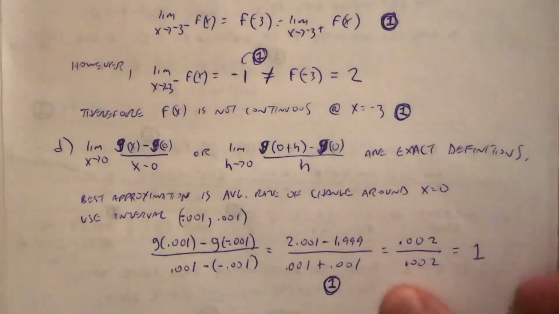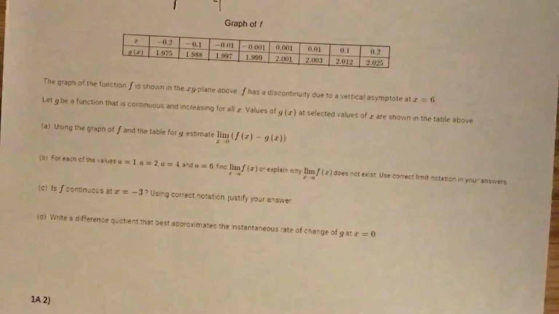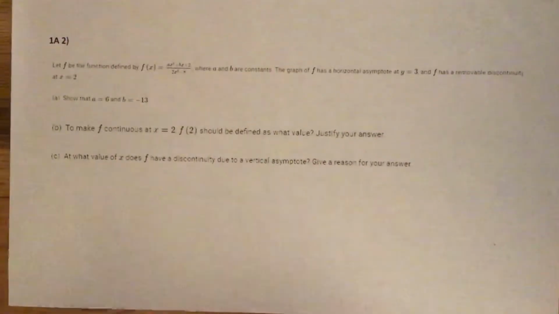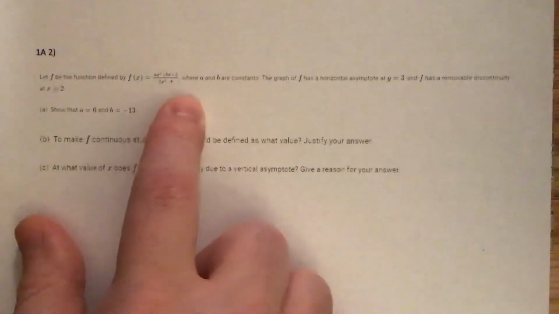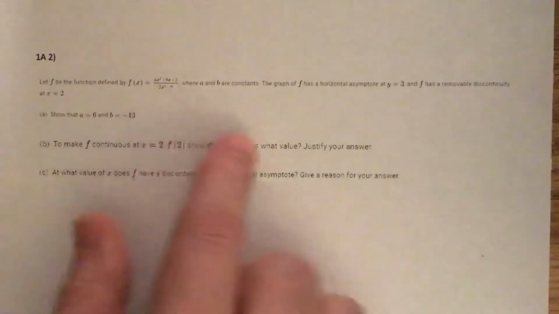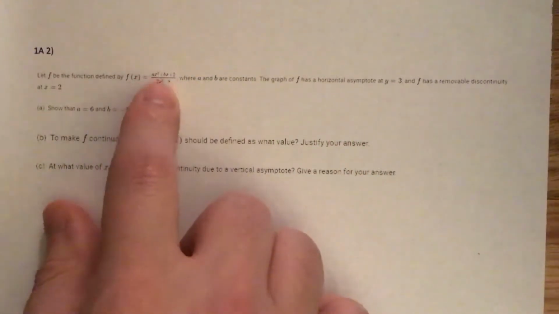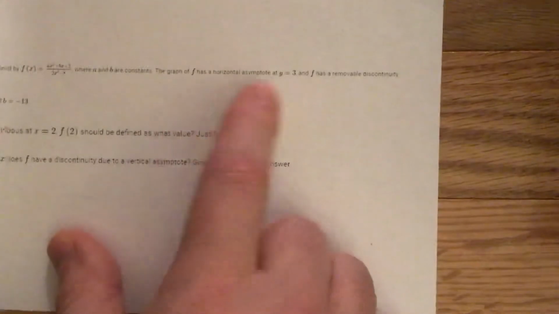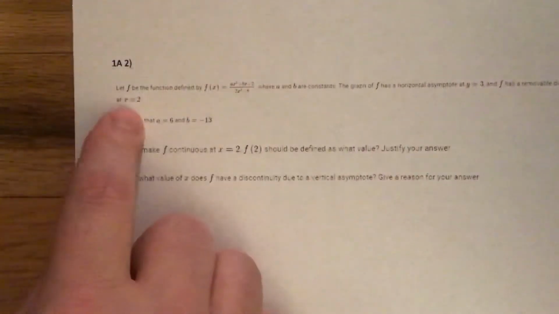All right, so that explains question 1 of that section. So let's look at question 2, which is definitely more difficult. Question 2 involves this function f of x, and then they tell us, they don't give us all the values, they have that a and b in there. They tell us the graph has a horizontal asymptote at 3 and a removable discontinuity at 2.